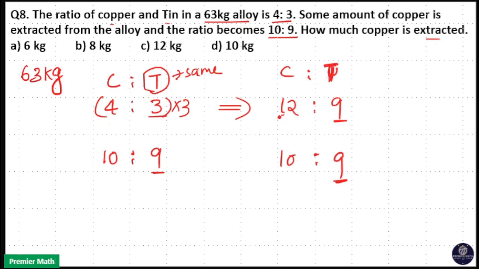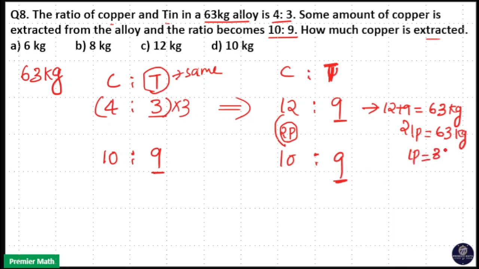That means 12 minus 10 is equal to 2 parts. Only 2 parts of the copper is extracted. So here 12 plus 9 parts is equal to 63 kilograms. That means 21 parts is equal to 63 kilograms, so 1 part is equal to 3 kilograms. That means 2 parts is equal to 2 into 3, 6 kilograms. So your answer is option A.